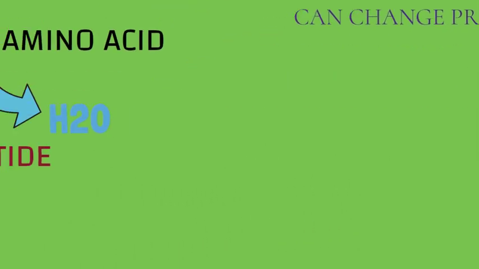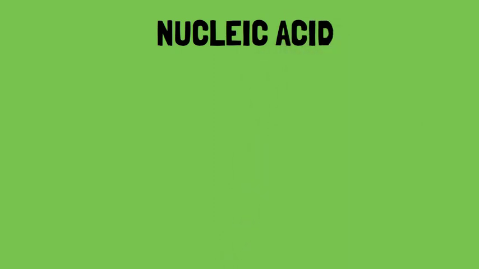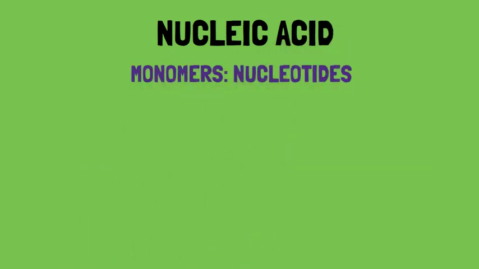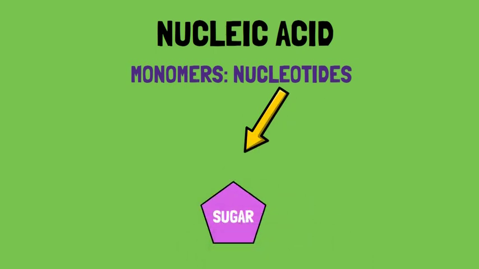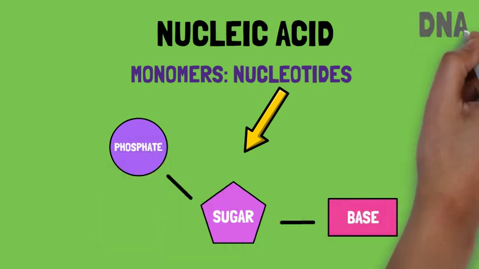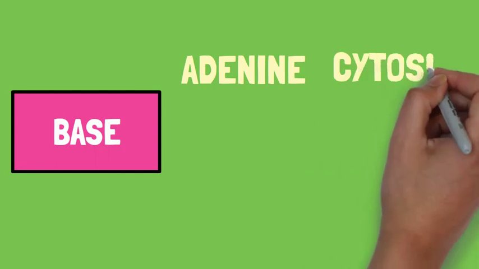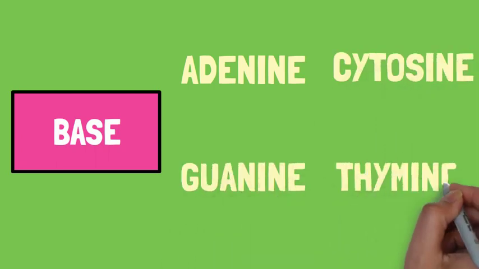The last macromolecule is nucleic acids. Their monomers are nucleotides. A nucleotide is divided into 3 parts. There is a pentose sugar, a phosphate group, and a nitrogenous base. 2 types of nucleic acids are DNA and RNA. Furthermore, there can be 4 types of bases: adenine, cytosine, guanine, and thymine. Nucleic acids are important in genetics.